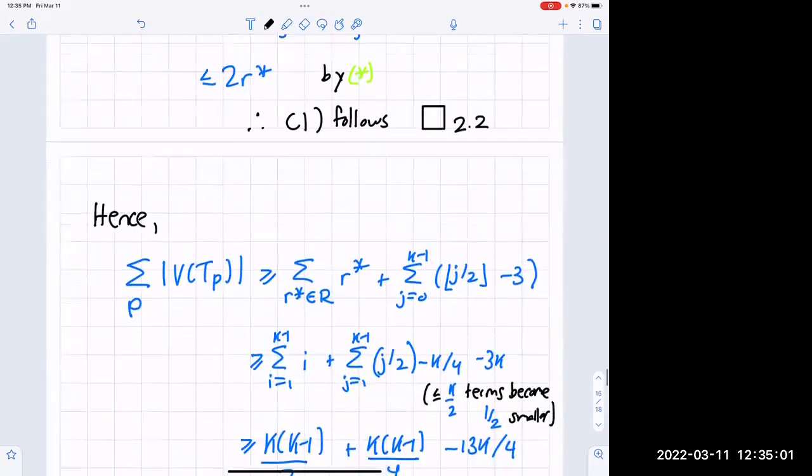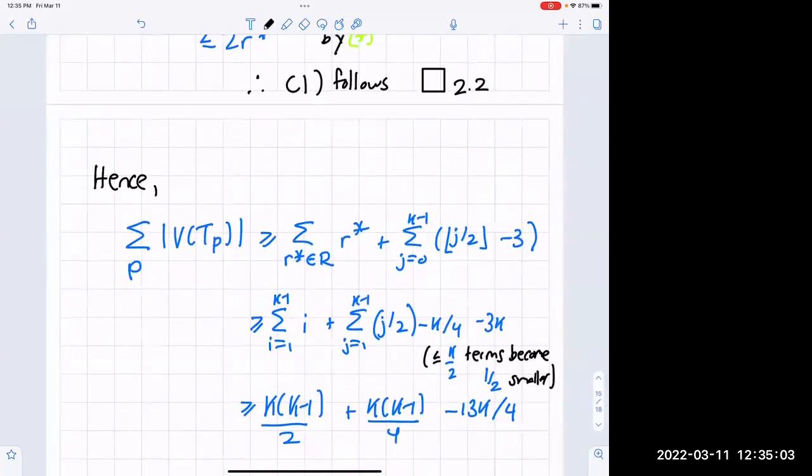Now it's bookkeeping. So we've extracted these subtrees. We want to get a sense of their order. Well, we know what the order is. We know they're lower bounded by this R star plus J over 2 minus 3. So sum up all the orders of the TPs. That's going to be at least the sum of all the R stars.